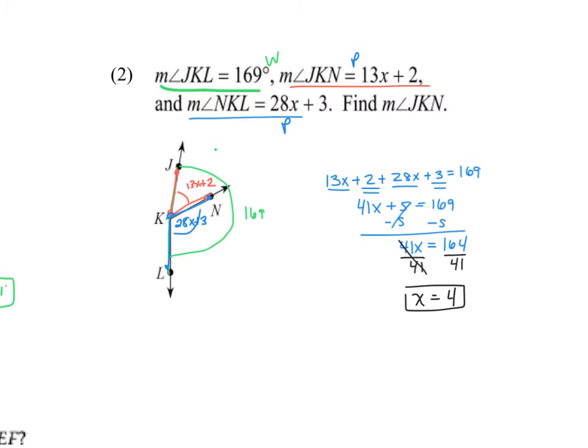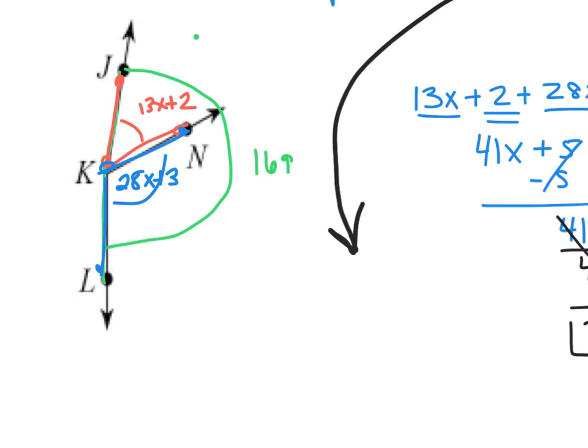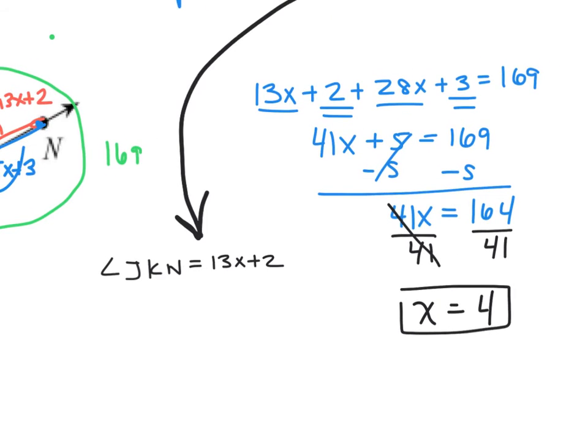So I simply want to find angle JKN. So I know JKN is 13x plus 2. And everywhere I see an x, I'm going to plug in 4. So I get 13 times 4 plus 2. 13 times 4 plus 2 is just going to be 54 degrees. And that's your final answer.